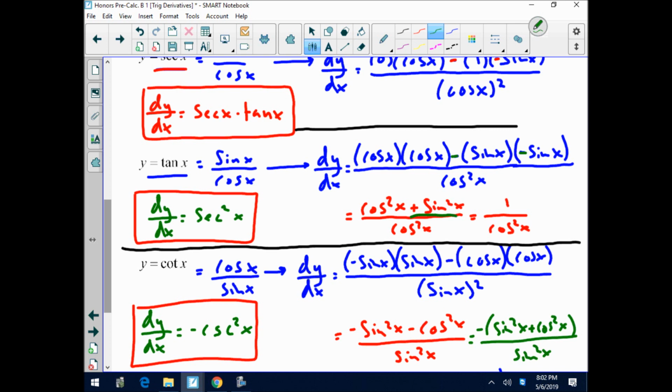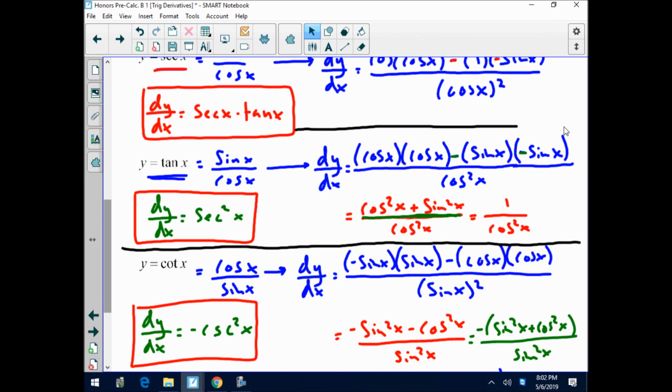So our numerator is now cosine squared x plus sine squared x, divided by cosine squared x. And we can make that Pythagorean substitution for the numerator and get 1 over cosine squared x as our derivative. We can simplify that to secant squared x as the derivative of tan x.